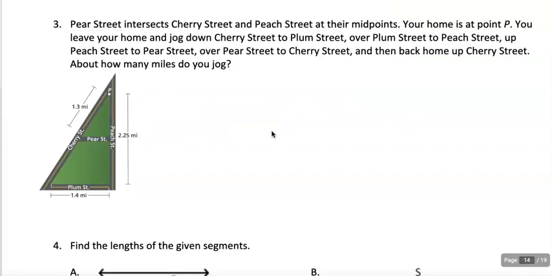Alright, so our next example. Pear Street intersects, and so on. Your home is at point P. You can read this. And finally, the question is asking how many miles do you jog?